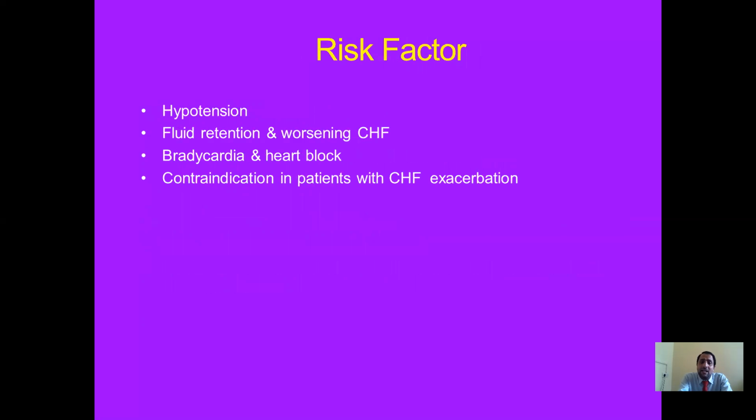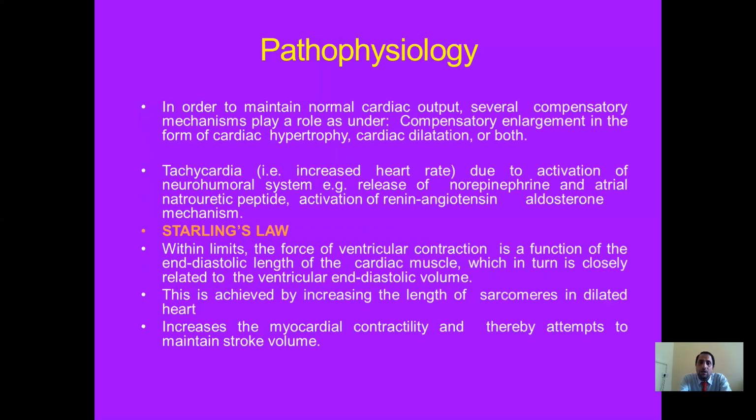What are the risk factors? The risk factors are hypotension, fluid retention, worsening of congestive heart failure, bradycardia or heart block, and contraindication in patients with congestive heart failure exacerbation.